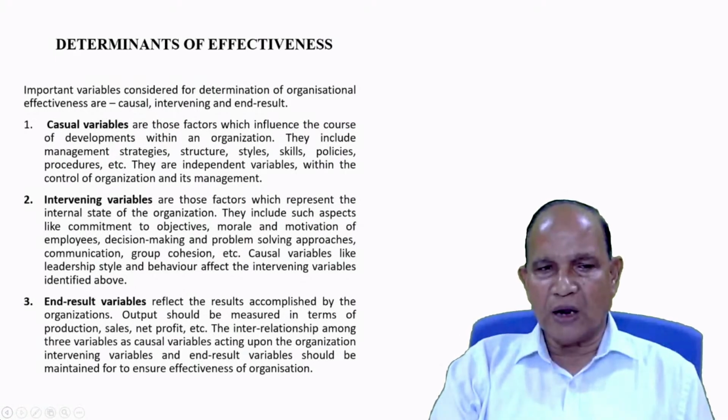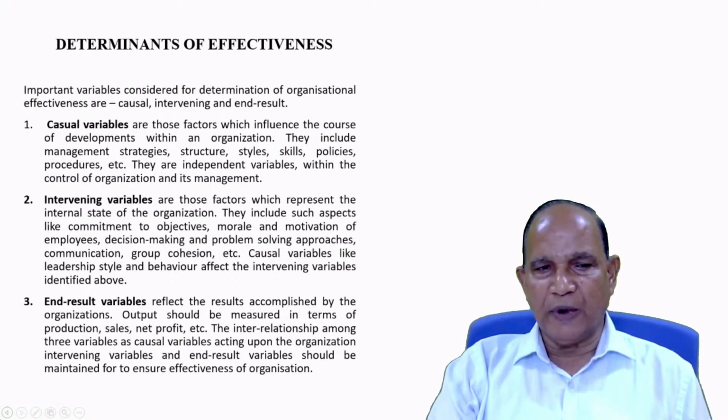Then the next one is the intervening variable. As the word indicates, intervening, this variable is related to the factors which represent the internal state of the organization. These variables include such aspects as commitment to objectives, morale and motivation of employees, decision making and problem solving approaches, communication, group cohesion, etc. The causal variables like leadership style and behavior affect the intervening variables identified under this model.